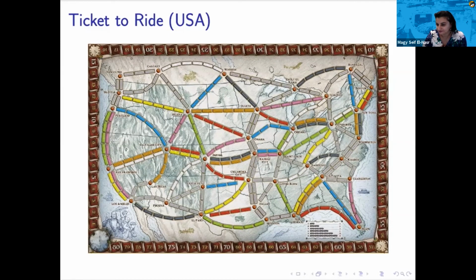A destination ticket is a pair of cities, and if at the end of the game you have a path between the two cities, then you get the minimum number of trains that you would have needed to collect them. If you don't have a path, but you do have the destination ticket in your hand, then you lose that same number of points you would have otherwise received.